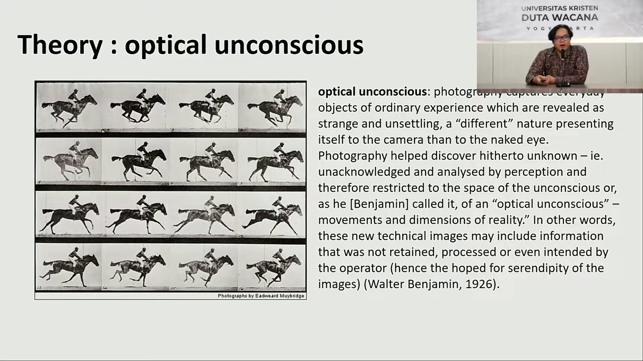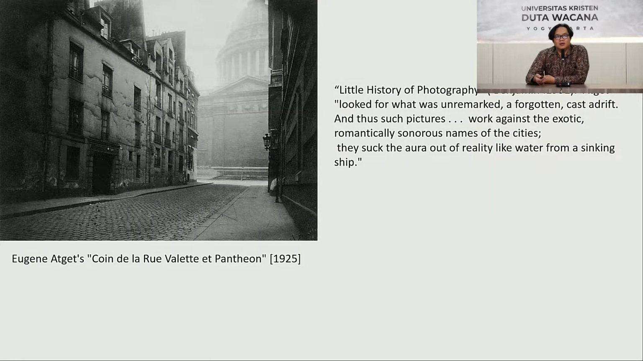When we use a photograph, the photograph will reveal or re-emerge something that we didn't want to see, that is revealed in front of the camera and then represented in the frame. For example, this is a photograph from the very popular French photographer, Eugene Atget.